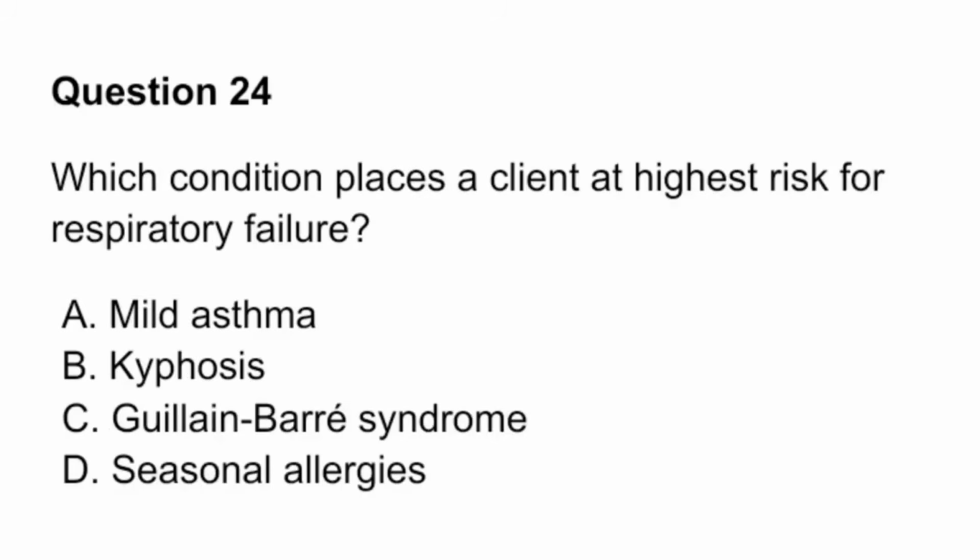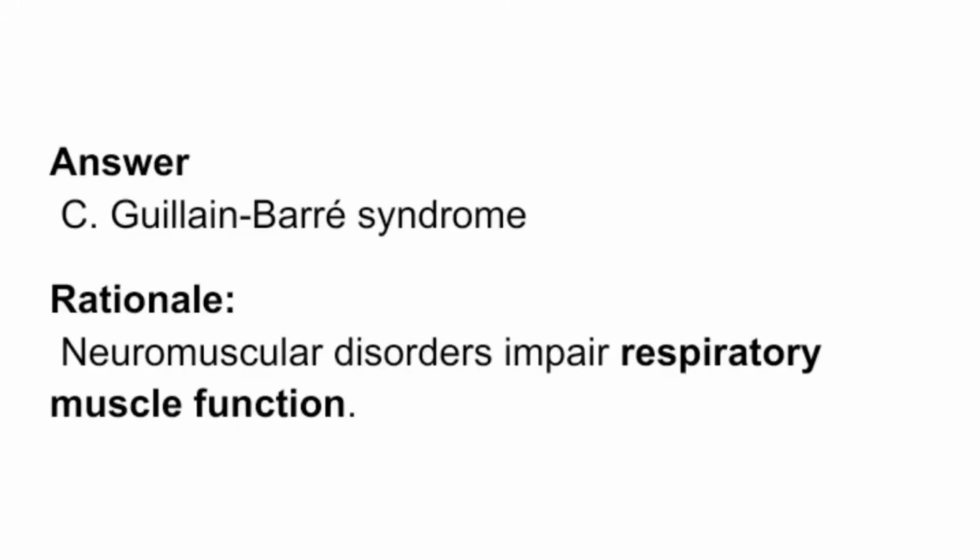Question 24. Which condition places a client at highest risk for respiratory failure? A. Mild asthma. B. Kyphosis. C. Guillain-Barré syndrome. D. Seasonal allergies. Answer: C. Guillain-Barré syndrome. Rationale: neuromuscular disorders impair respiratory muscle function.